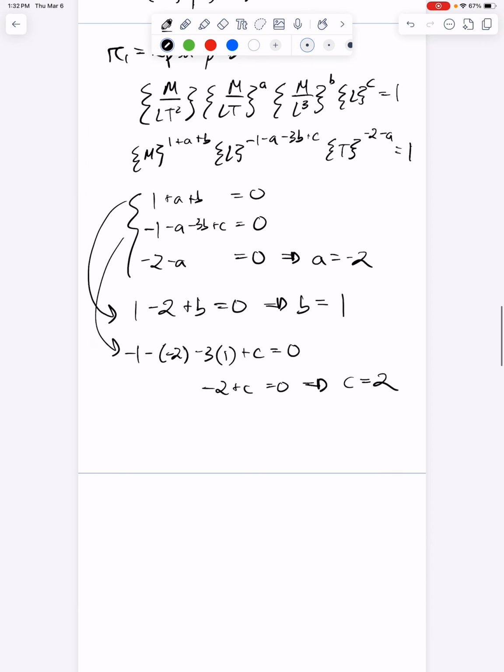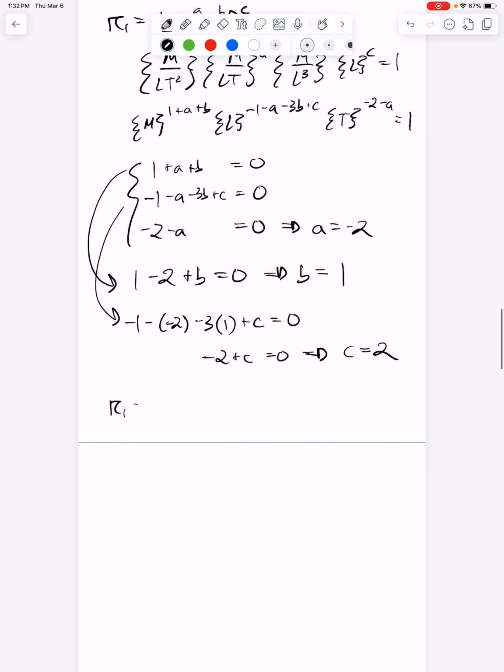So based on the variables I solved for, here's what my first pi group should look like. I have delta p on the top times mu to the power of a, which is negative 2, so I divide by mu squared. Next up is rho to the power of b, which is 1, times d to the power of c, which is 2. So when I non-dimensionalize delta p, the pressure difference, I get the following pi group as shown here. It's just similar to what we did before. Now, let's work through two more terms.